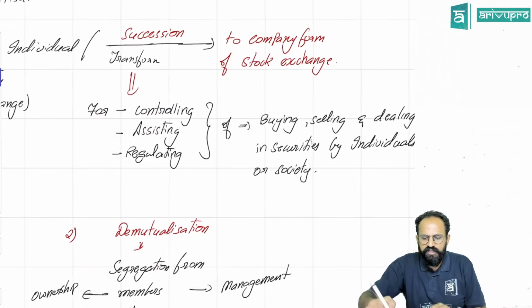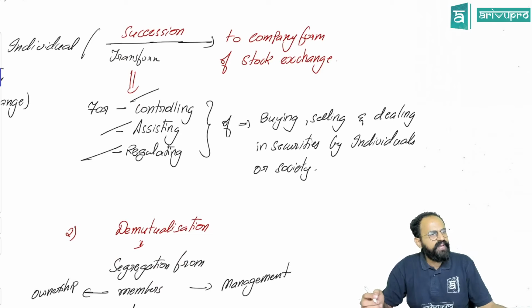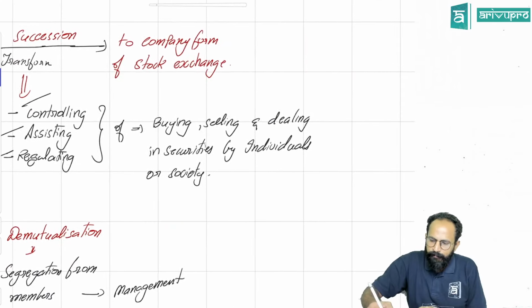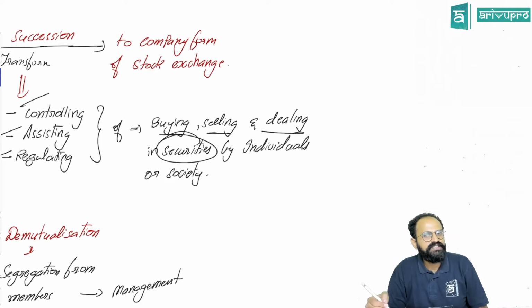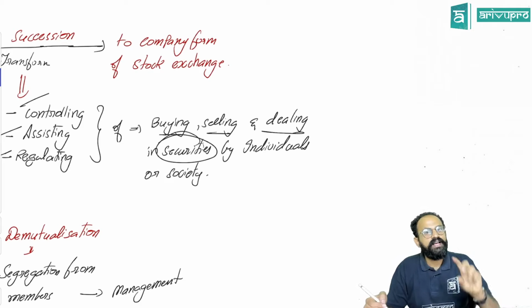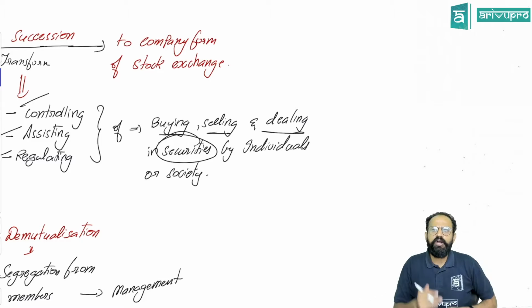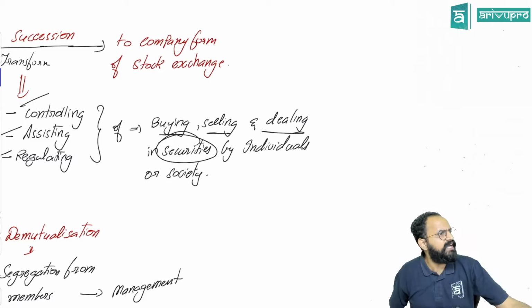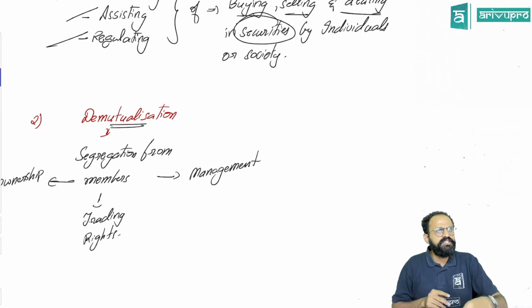Sir, for what? For controlling, assisting, regulating. At the end of the day, what is a stock exchange doing? Buying, selling, dealing in securities. Now this definition is called corporatization. So at the end of the day, what did corporatization achieve? They achieved demutualization. What do you mean by demutualization?